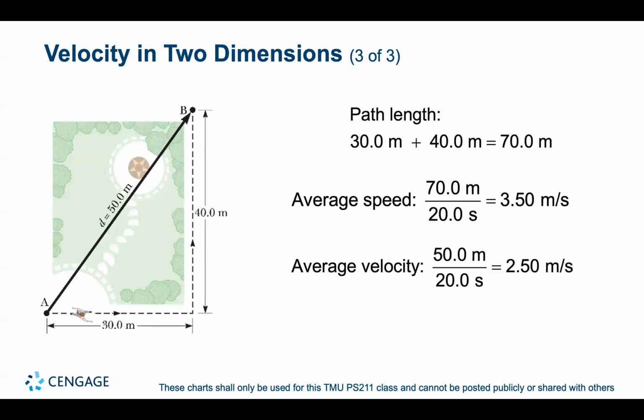So in the figure, a woman jogs along the dash path from A to B. So a diagonal across this field, you could say. She does that in 20 seconds, traveling a path length of 30 meters plus 40 meters, 70 meters. We're given the dimensions of this path, and so the total distance here would be 50 meters.